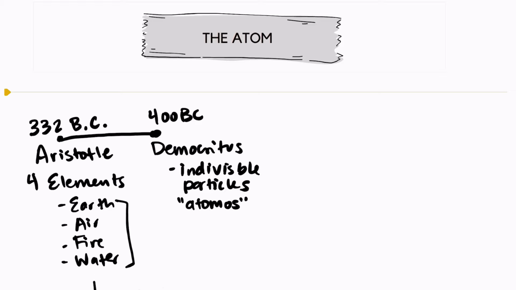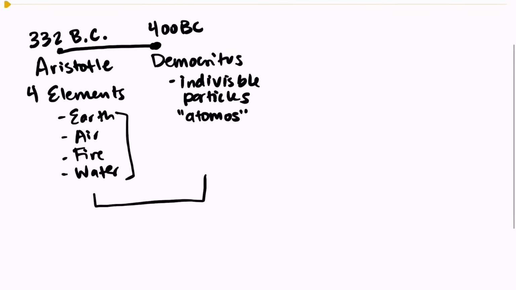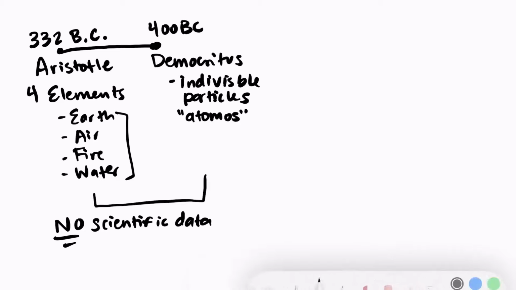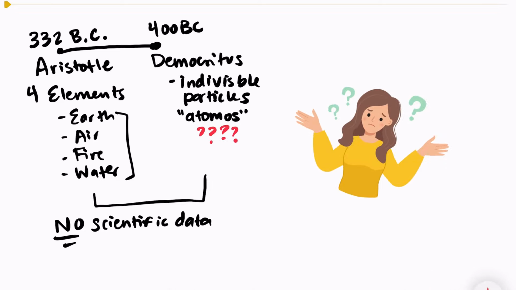And the problem with Aristotle and Democritus is they didn't have any scientific data. There was no data to back up their theories. They didn't do any experiments or any tests. They just assumed that this was the way that the world worked based off of their philosophy and their view on life. And unfortunately, many people thought that Democritus was crazy, and they did not understand how matter could be made out of tiny indivisible particles that we can't even see.